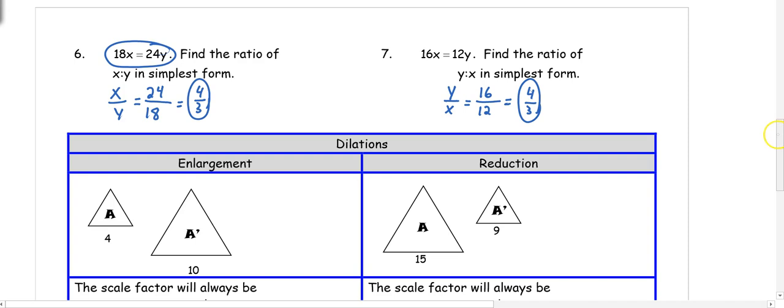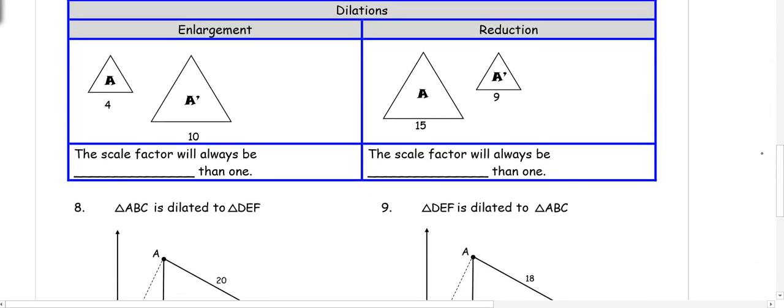So let's look at some dilations with enlargement and reduction, because we use ratios or scale factor in order to make an enlargement or a reduction happen. So an enlargement means that we're going to take a shape and we're going to multiply by something to get a bigger shape or figure.